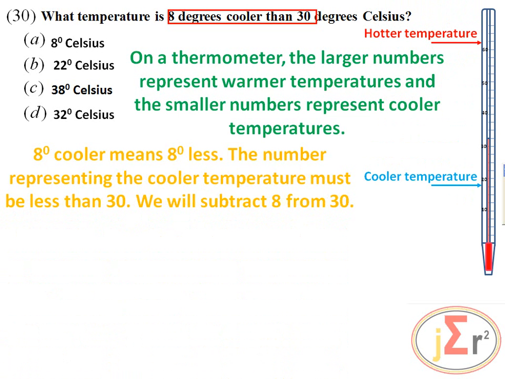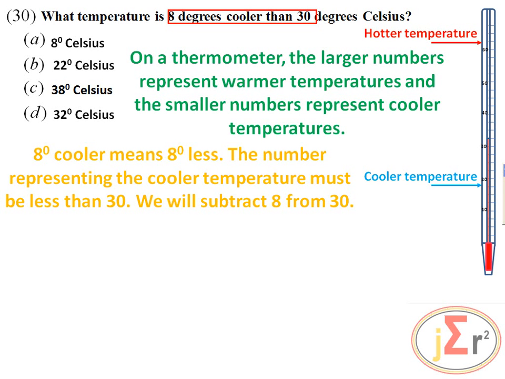8 degrees cooler means 8 degrees less. Which is hotter? The one that is 8 degrees cooler or the one that is 30 degrees? 30 degrees. Right, 8 degrees cooler means 8 degrees less. The number representing the cooler temperature must be less than 30. We will subtract 8 from 30 because cooler means that the temperature is less.